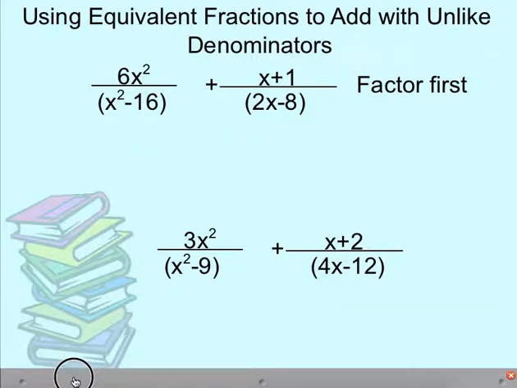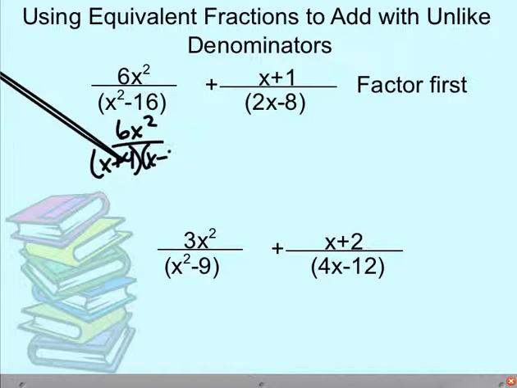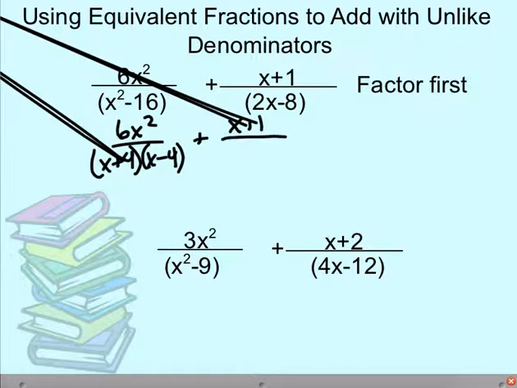Okay, and let's see, I'm going to do the top one on here. And I'm going to say 6x squared. I can, and then that x squared minus 16, I can factor that term into 6x squared over x plus 4 times x minus 4, plus we have this x plus 1 over 2 times x minus 4, which means on the first one I am missing a factor.